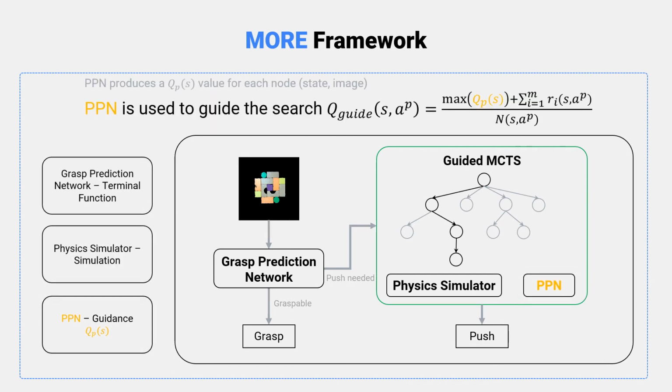The push prediction network is used to guide the tree search. The value from the PPN, together with the number of visits and rewards, will contribute to the search priority. Basically, the branch will be explored first and more often if its action is predicted to be better than others.